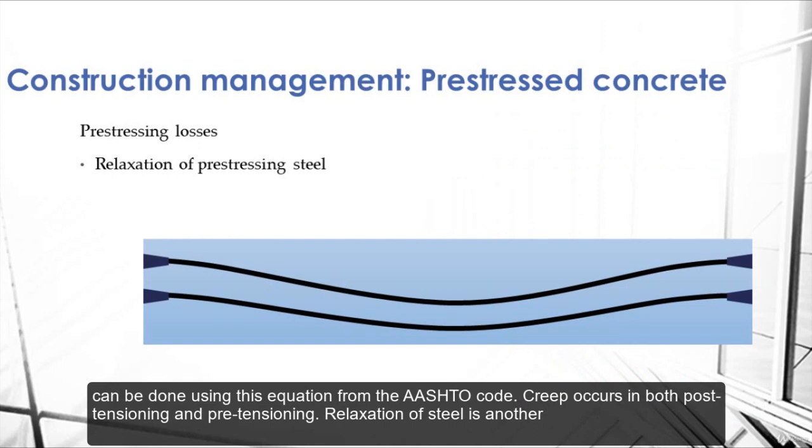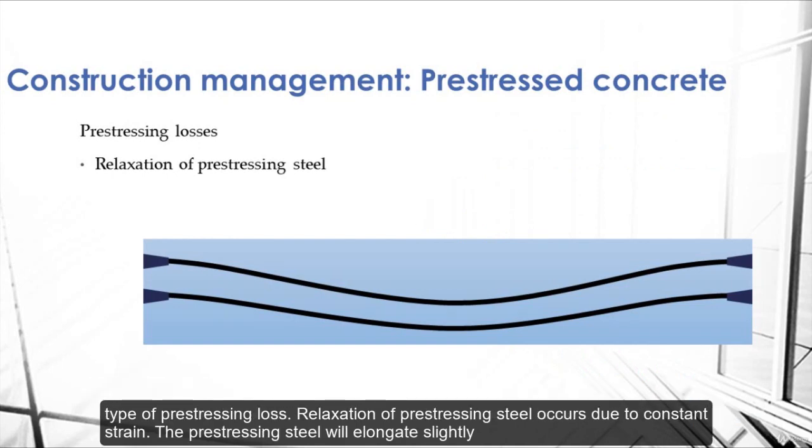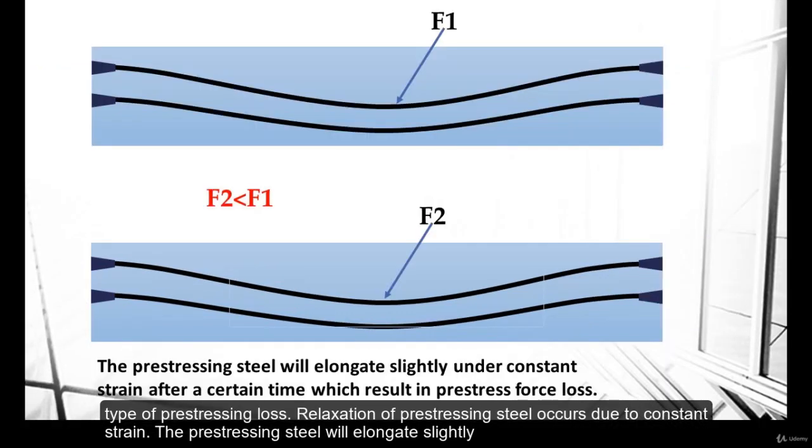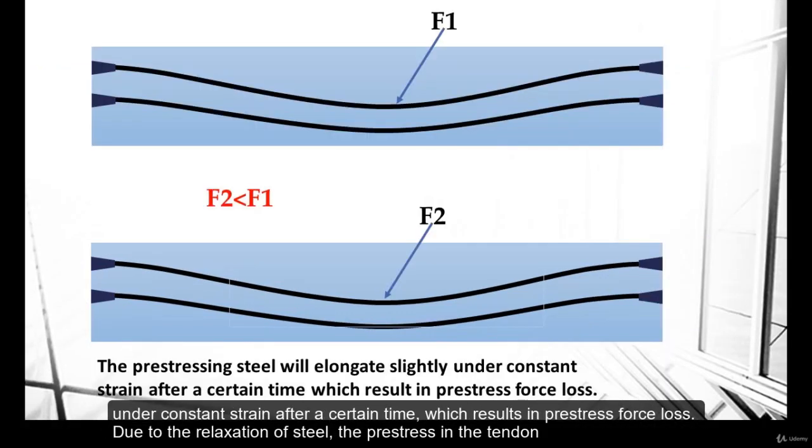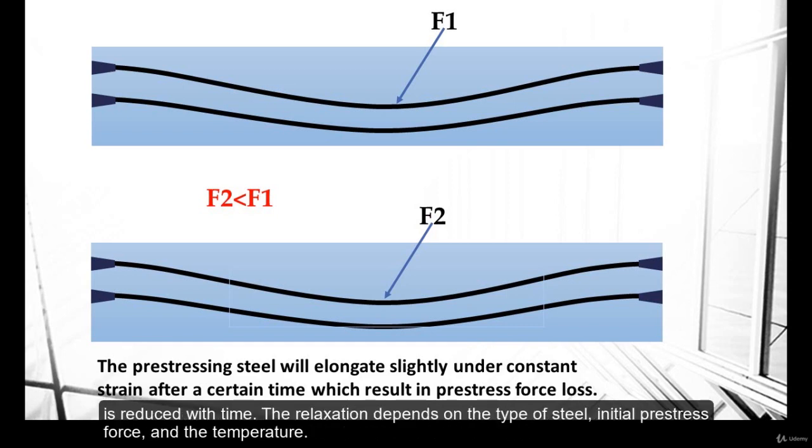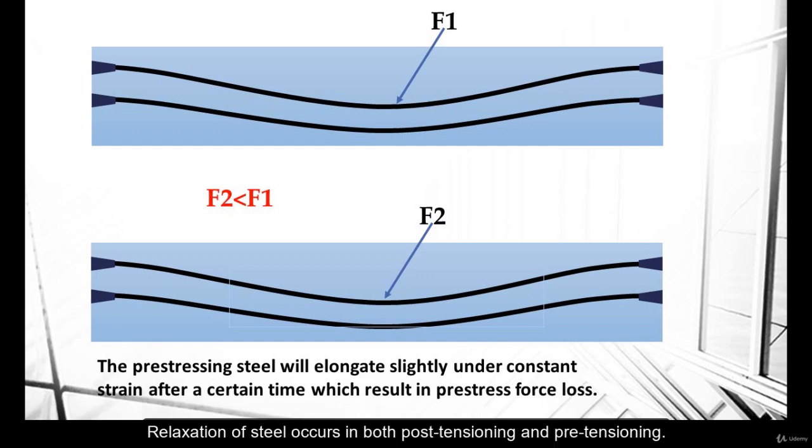Relaxation of steel is another type of pre-stressing loss. Relaxation of pre-stressing steel occurs due to constant strain. The pre-stressing steel will elongate slightly under constant strain after a certain time, which results in pre-stress force loss. Due to the relaxation of steel, the pre-stress in the tendon is reduced with time. The relaxation depends on the type of steel, initial pre-stress force, and the temperature. Relaxation of steel occurs in both post-tensioning and pre-tensioning.